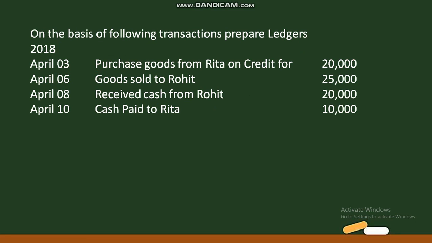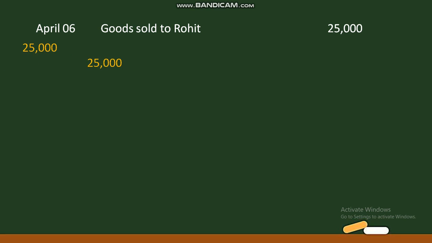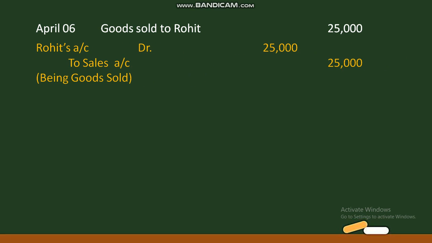So here we have all these four transactions. The first one we have already discussed, and on the basis of it we have already prepared our ledgers. So now next we have goods sold to Rohit. So here we can see the first journal entry, goods sold to Rohit, dated April 6. You can check your answer. Your answer will be Rohit's account debit to sales account, amount rupees 25,000, and as a narration we can write being goods sold.